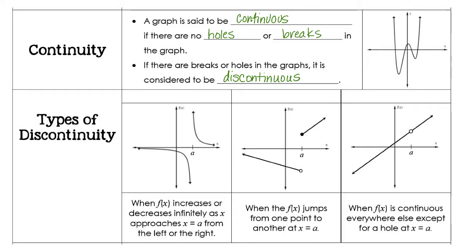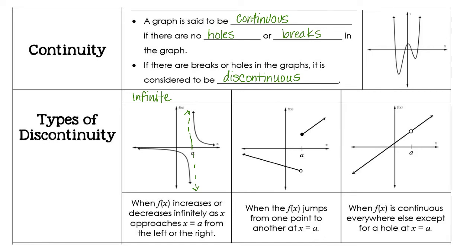And notice the first one would be shaped just like what they have here, and it looks like we have a vertical asymptote through here. And so anytime you have something that is looking like this, then we're going to have what is called an infinite discontinuity.